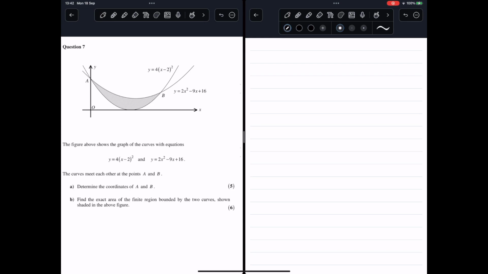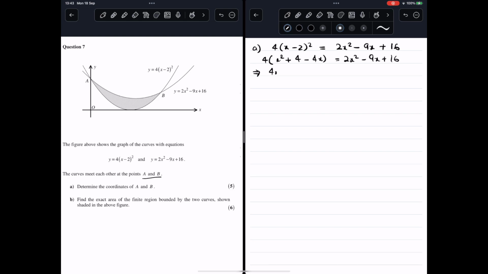So now for question number 7, we are given a graph with 2 equations, and we need to determine the coordinates of A and B. So for this, I just need to solve them simultaneously. And that will be 4(x minus 2) squared equals 2x squared minus 9x plus 16. Expanding the left-hand side will give me 4x squared plus 4 minus 4x equals 2x squared minus 9x plus 16.